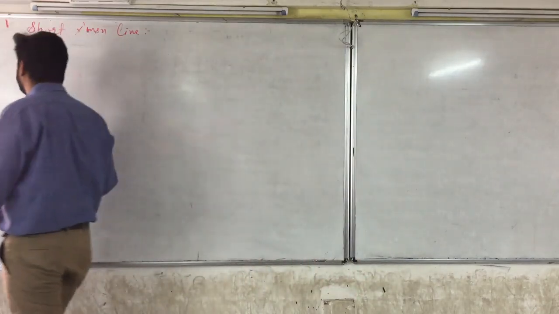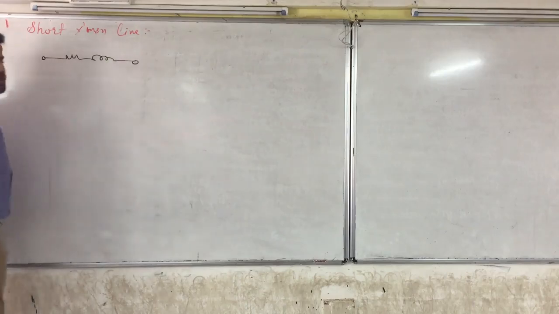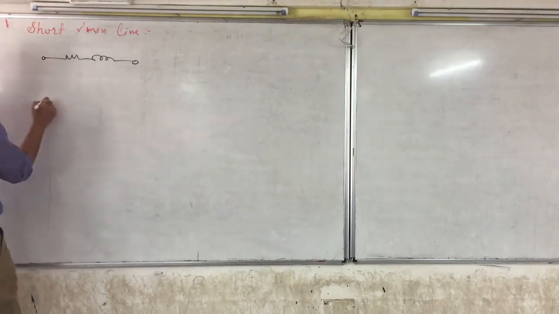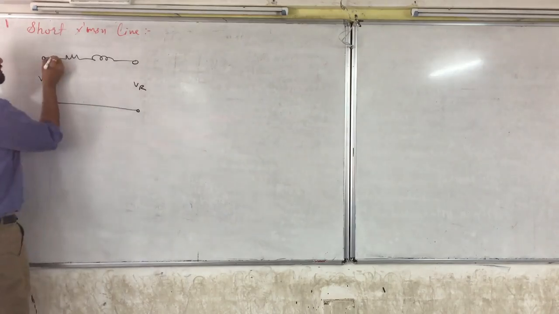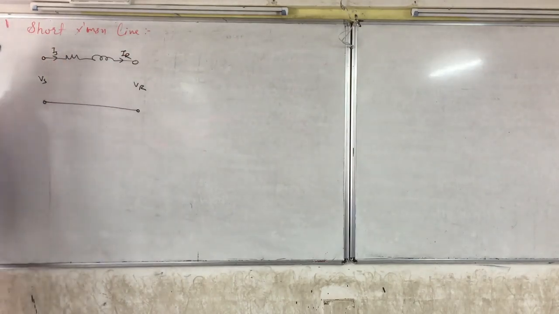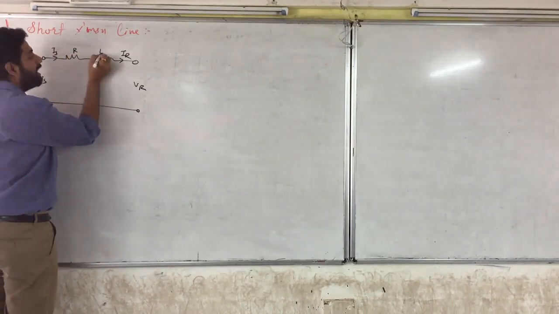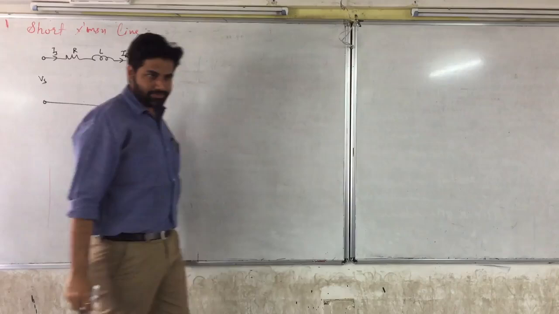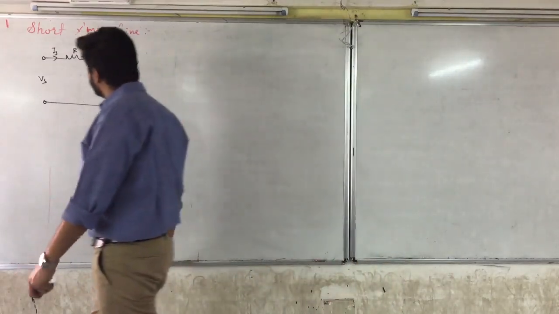So in short transmission line, we consider that we have a resistor and an inductor in it. That's it. And this is my sending end voltage, this is my receiving end voltage, this is my sending end current, and this is my receiving end current. The line is modeled as a resistor and an inductor. This is what we are going to remember right now for short transmission line.